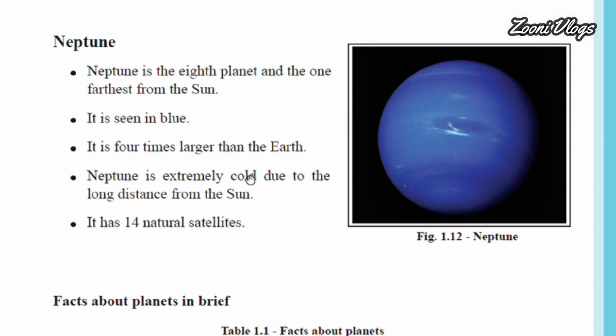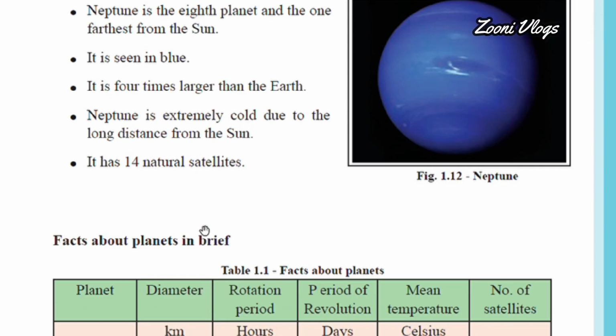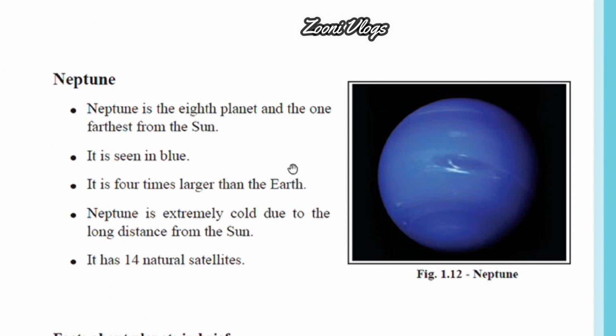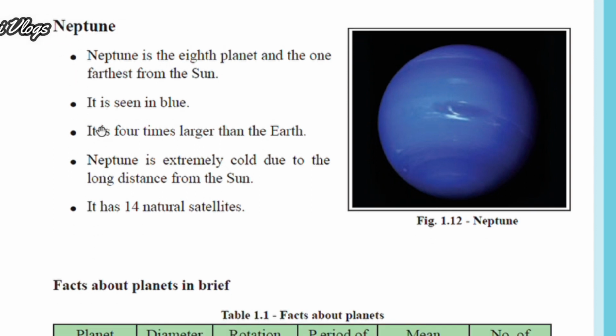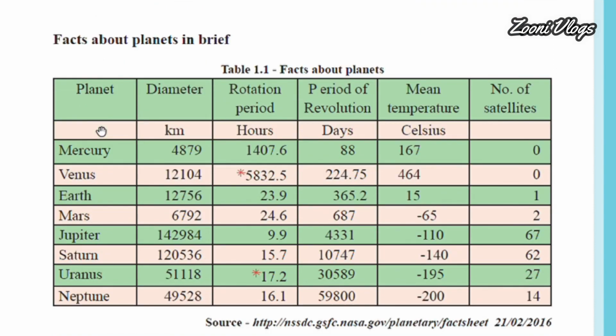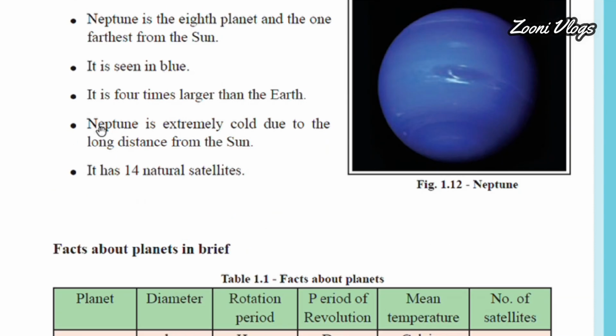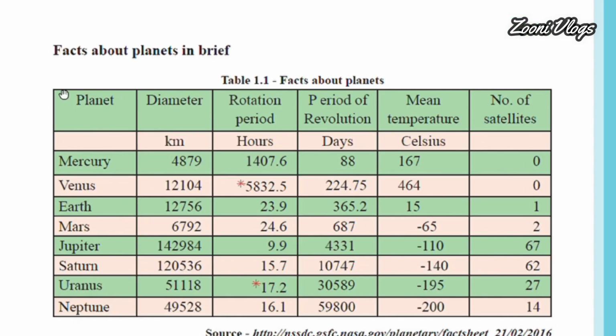Neptune is extremely cold. Due to the long distance from the Sun, there may be snow places full of ice. It has 14 natural satellites. Now you have to get the highlighted things in each and every planet and make a short note, then only you can get a clear idea about each planet. Now we have studied inner planets and outer planets as well.